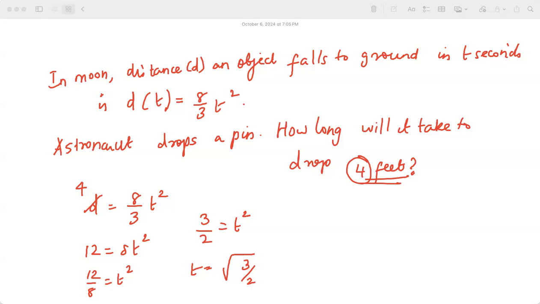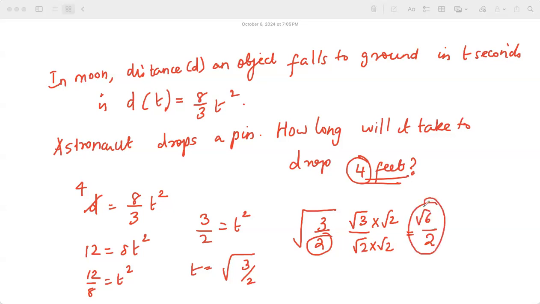Hold on, guys, I did not finish this. Square root of 3 by 2. In this case, please remember, in mathematics you cannot have a square root in the denominator. You cannot have an irrational denominator. So multiply by square root of 2 over square root of 2. You should rationalize and make it into a good denominator. That is the only correct form. If they want the answer in radical form, you should give it as square root of 6 by 2.